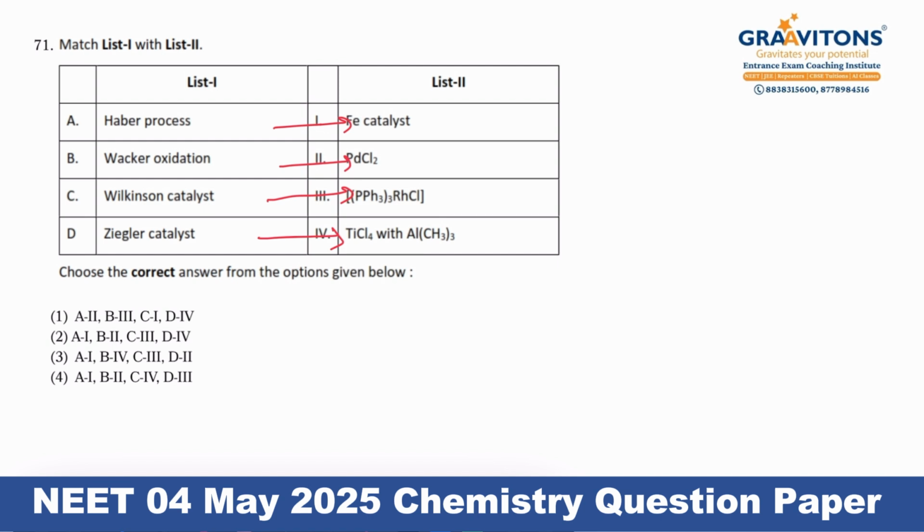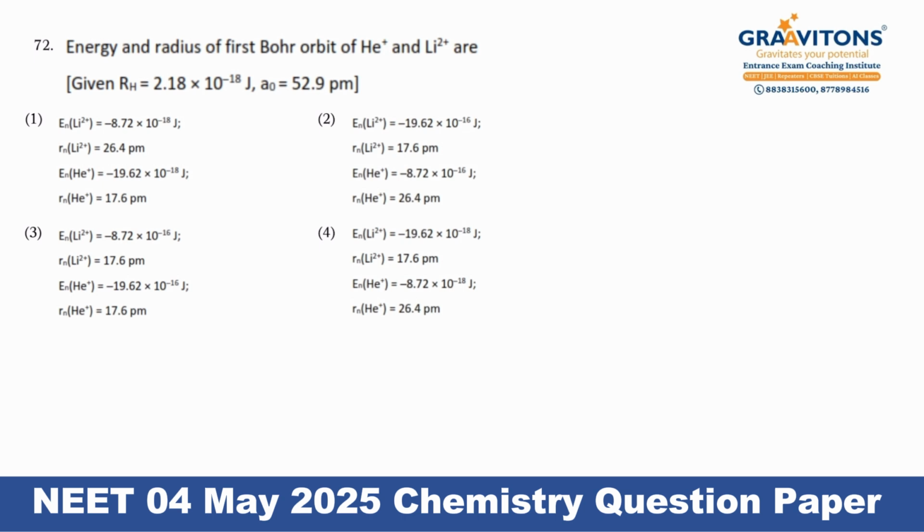So they are very straight to the list too, and the correct option here is A1, B2, C3 and D4, which is the second option. And next one is from the atomic structure unit, 72nd question. Energy and the radius of the first Bohr orbit of helium and lithium were asked. So what is the formula?